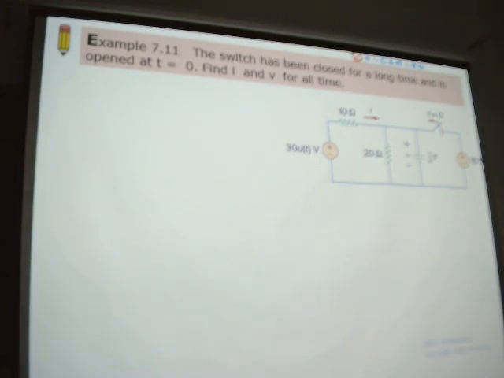I need 2 figures. This one for t greater than 0, and this one for t smaller than 0. At any time, draw the figure for t smaller than 0 first. Okay, this one is greater than 0. Finish? Okay. And try step 2.